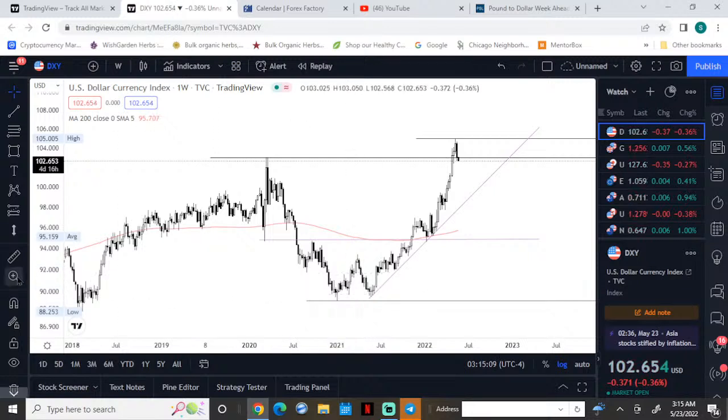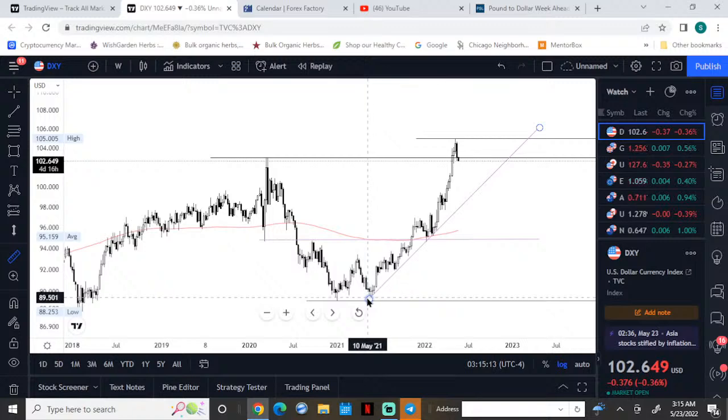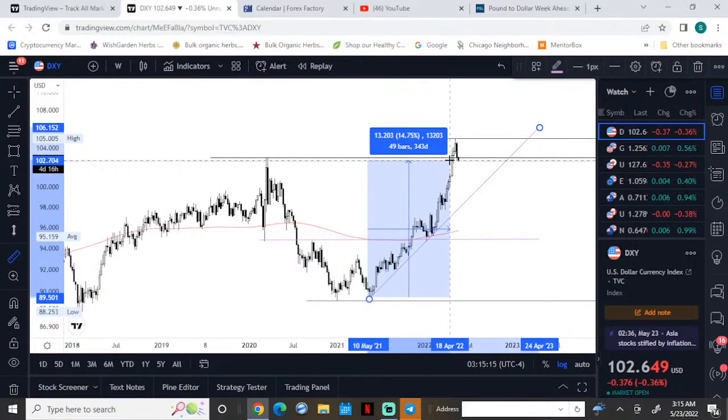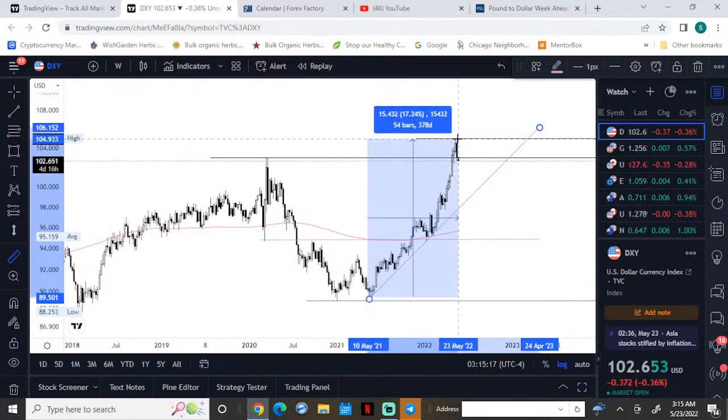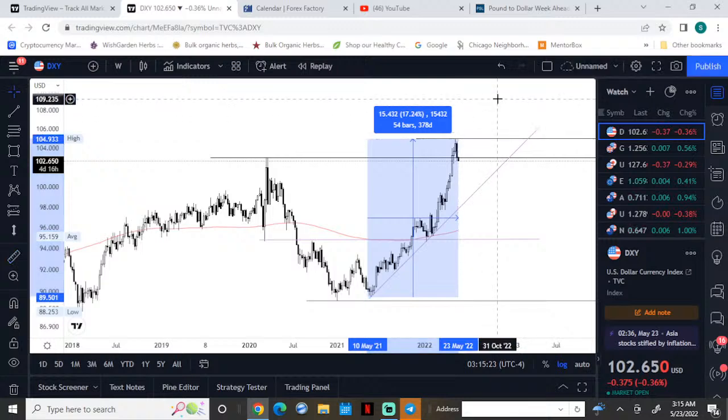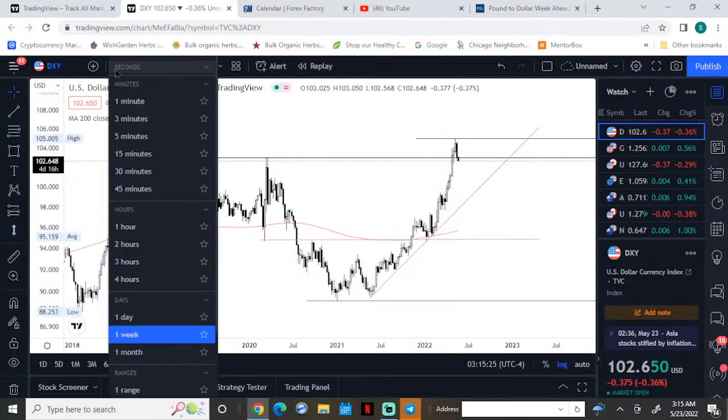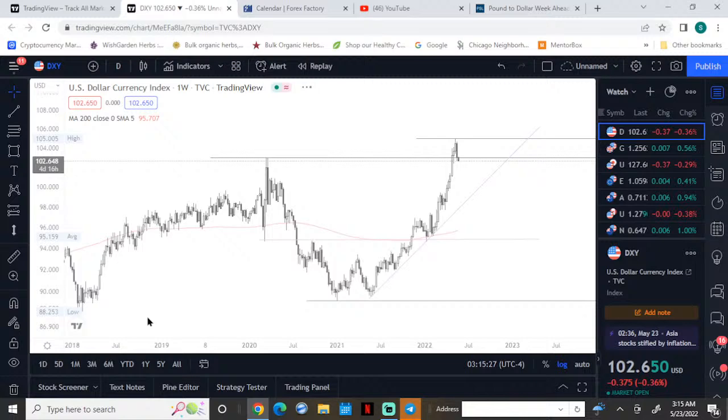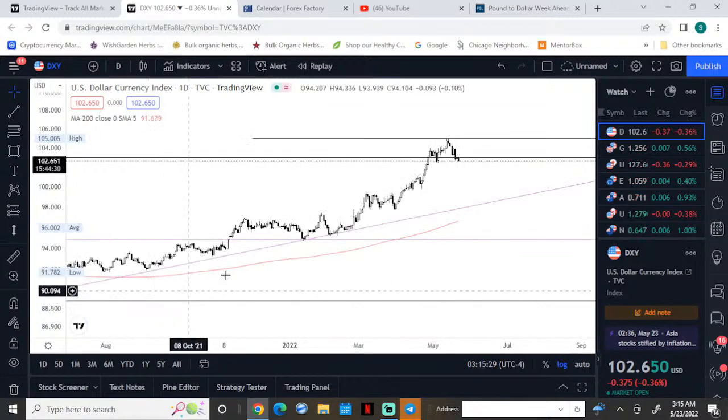I am not like a monthly swing trader, but to imagine somebody held this. This is, ooh, look at that. 378 days. That's actually over a year. Somebody's out there swinging it. All right, let's go down to the daily.